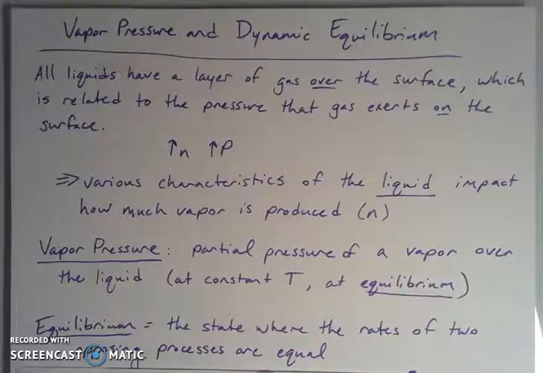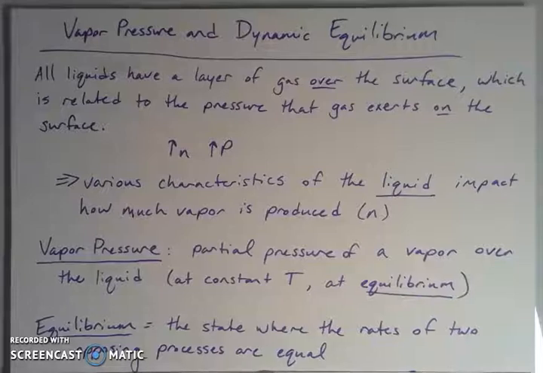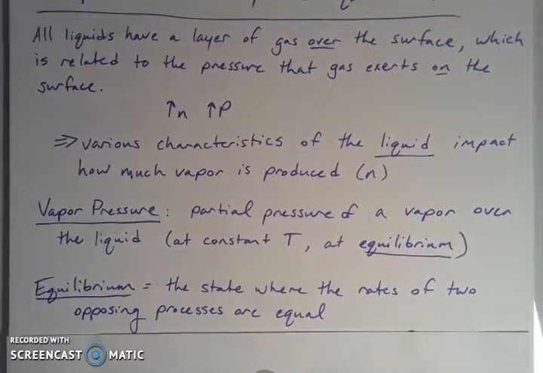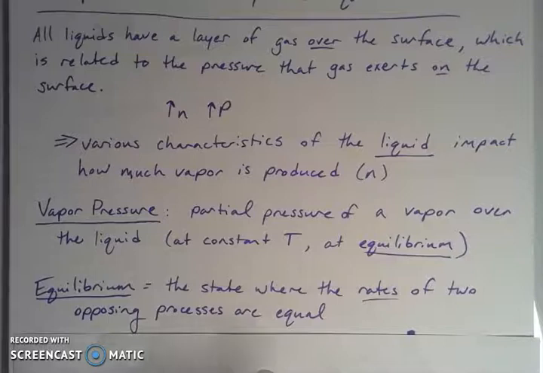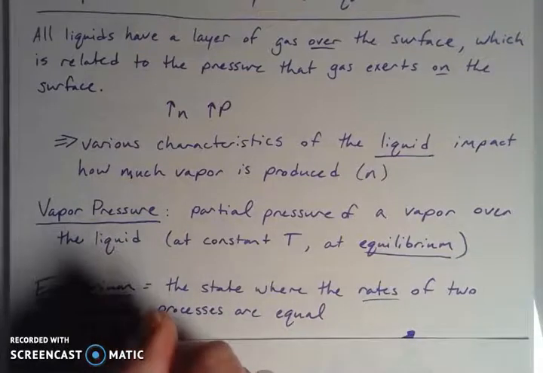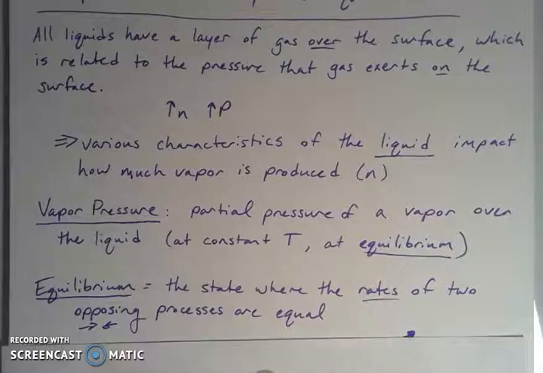We say that it has to be a closed system, meaning that there are no external influences on it. That system is what we're defining as what we're looking at here. And if it's at equilibrium, then we can talk about the vapor pressure. Now, equilibrium, dynamic equilibrium, is the state where the rates of two opposing processes are equal. Okay, it's the state where the rates of two opposing processes are equal. So by rate, we mean literally how quickly something is occurring. And by opposing processes, we mean two things that are going in exactly the opposite direction.